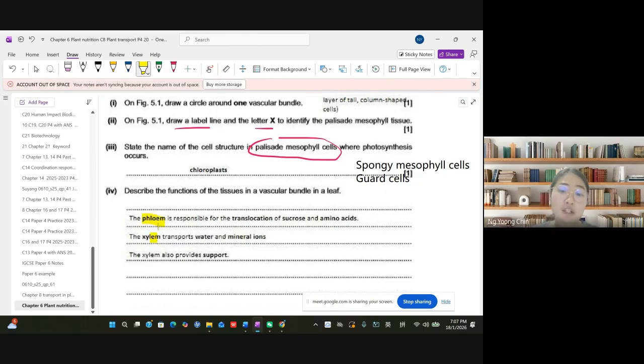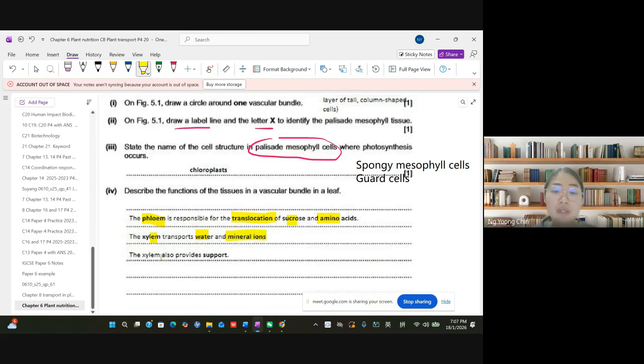So you should know that for phloem, write about this keyword: translocation. Write about the translocation of sucrose and amino acids. And then xylem, okay, is involved with transpiration, right? Transpiration helps in the transport of water and mineral ions.